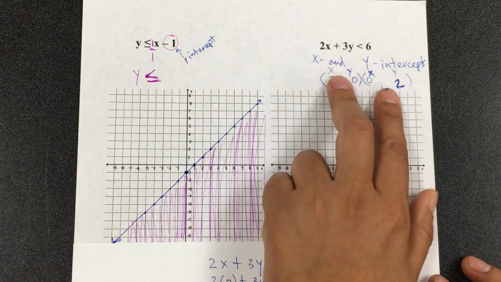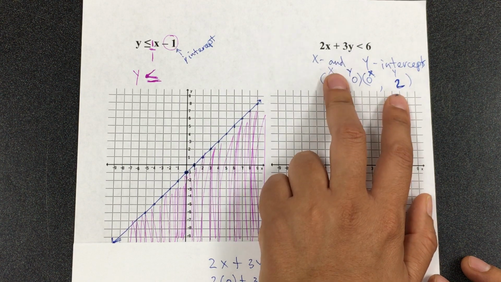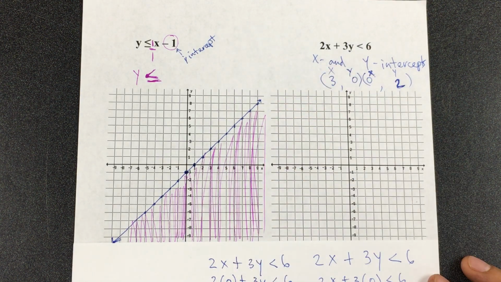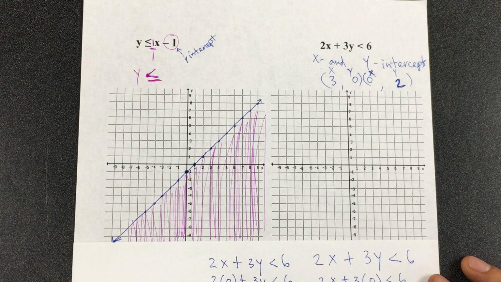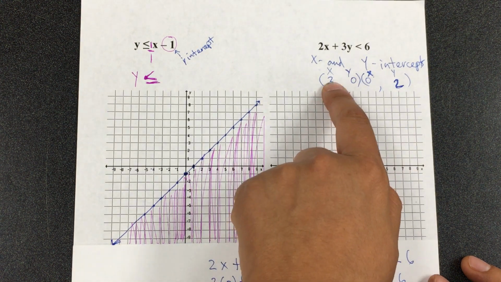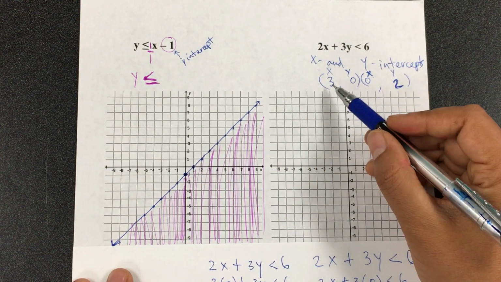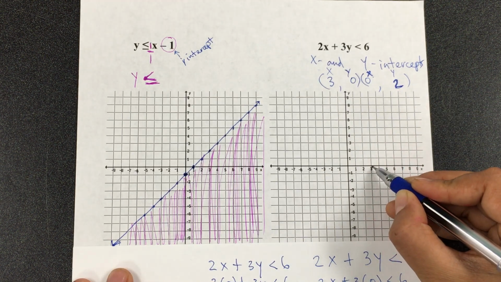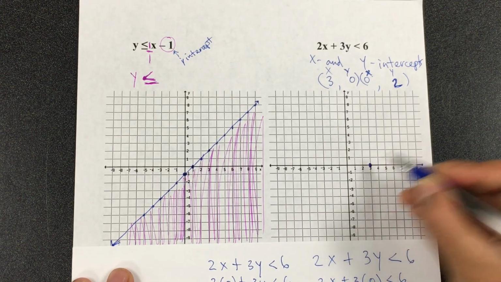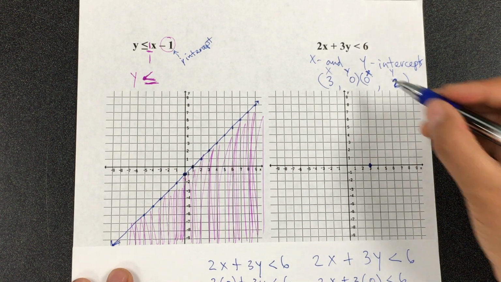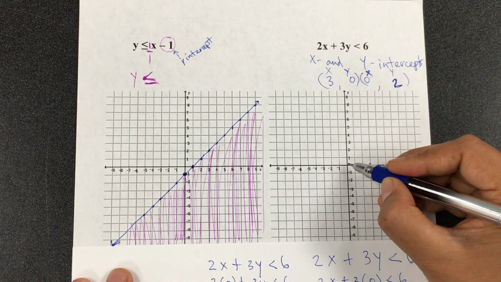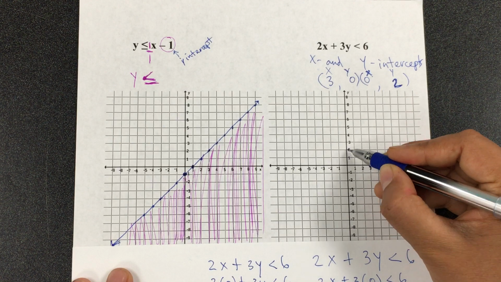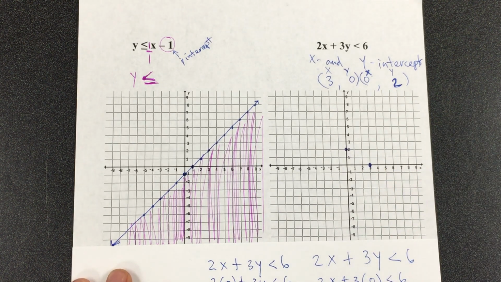Okay, once we have those 2 points, and I'm going to do it with the shortcut only in the next 2 exercises, we look for the points. 3, 0: 3 on x, 0 on y. That's where my point is placed. 0, 2: 0 on x, 2 on y, that's where my point is.